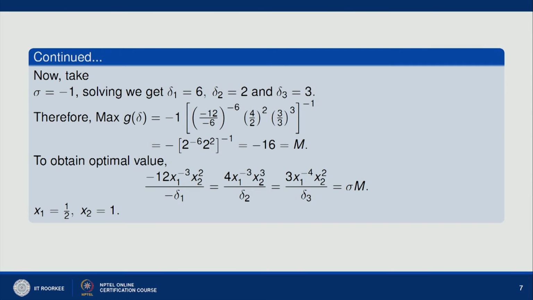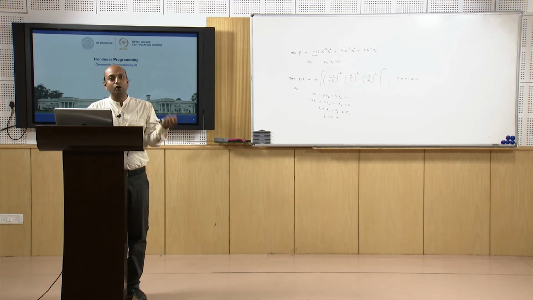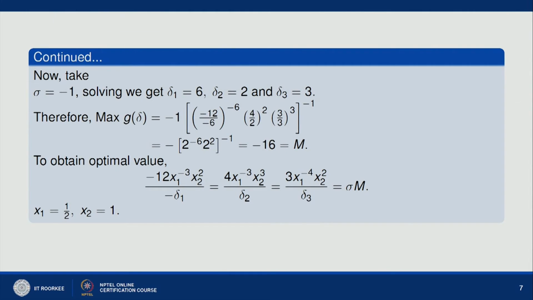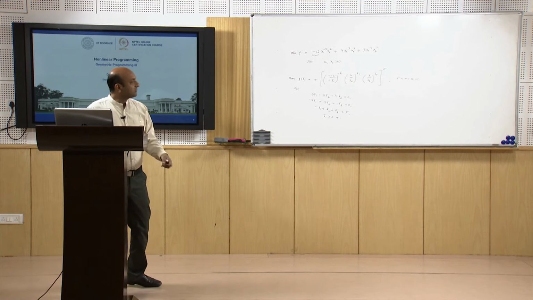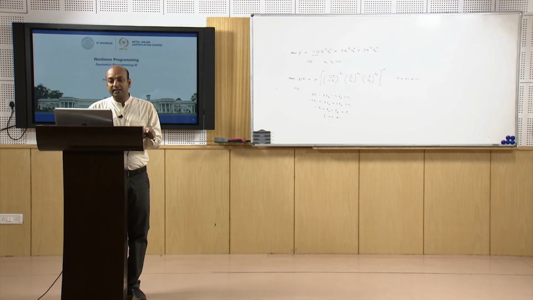Okay. Now, take rho equal to minus 1, because rho can take only 2 values, either plus 1 or minus 1. Plus 1 does not give a feasible solution. So, we take the other option, that is we take rho as minus 1. If we take rho as minus 1 and solve these 3 equations, we will get delta 1 as 6, delta 2 as 2, and delta 3 as 3. Okay. You substitute these values in the expression of g delta, we can obtain the maximum value of g delta as minus 16, which is the same as the minimum value of f.